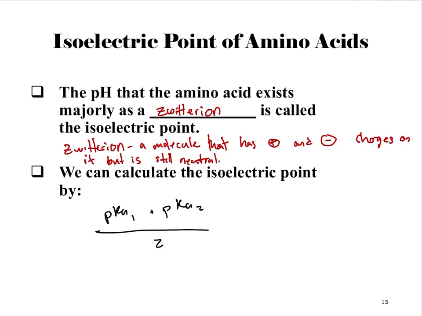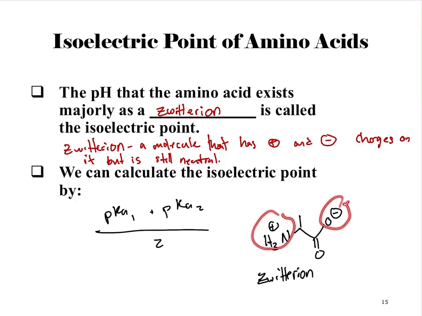So for example, if we have methionine, and this is our amino acid at neutral pH, this is a Zwitter ion, because we have the positive charge on the N-terminus and the negative charge on the C-terminus. And so we have charges on our molecule, but the total charge is still 0 because -1 and +1 cancel out with each other.